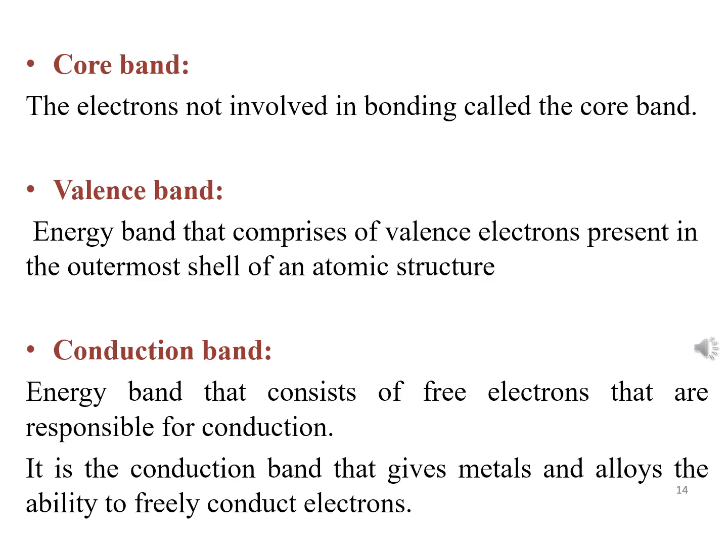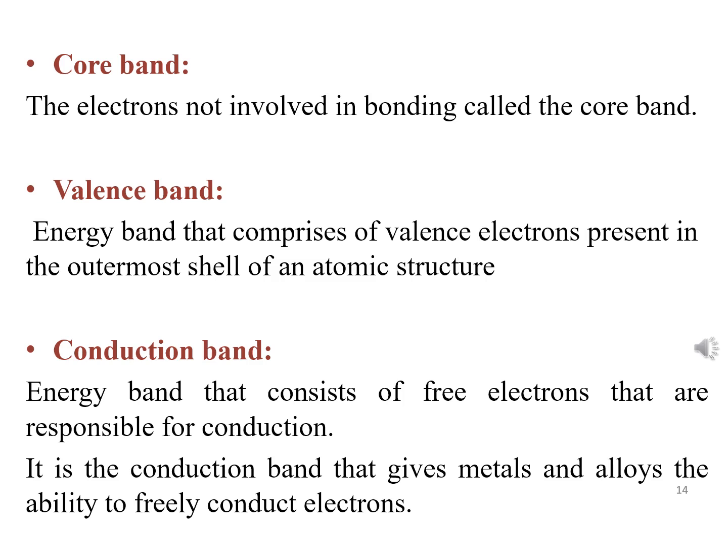A core band is that band in which electrons are not involved in bonding. In our topic, we are considering electrical properties, in which we consider conductors or conduction. In case of conductors and semiconductors, these two bands are involved: one is the valence band and another is the conduction band.